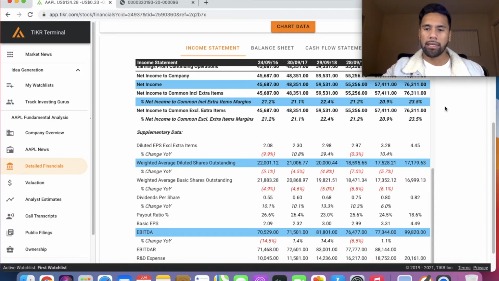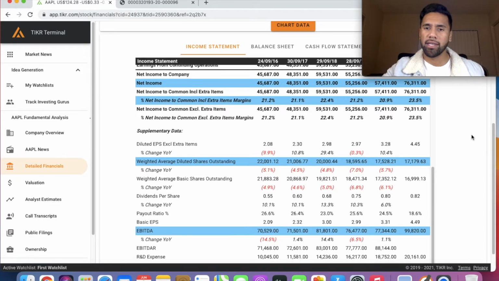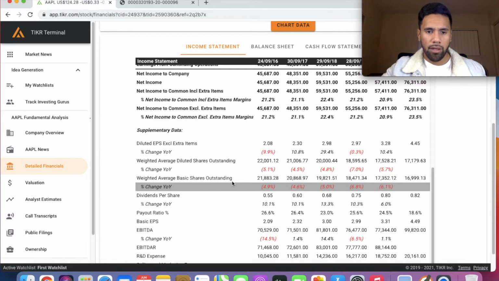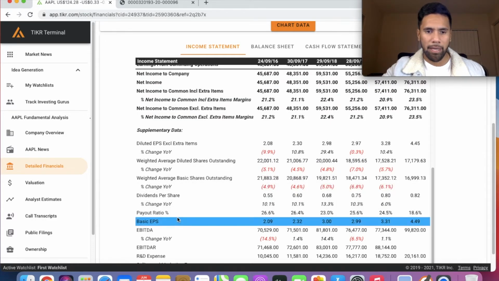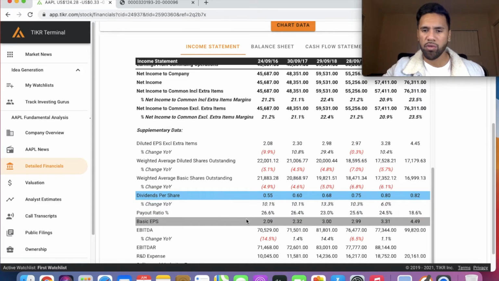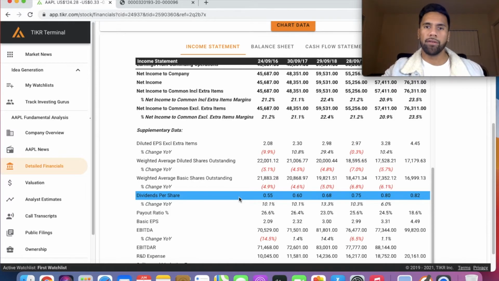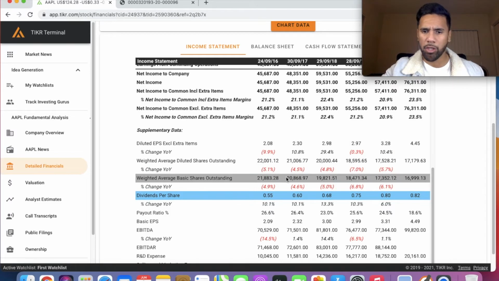So again, we kind of went on a bit of a tangent there, but that's where looking at the shares outstanding is pretty important and actually plays a big role at the end of the day. And then you've got here basic EPS and dividends per share. Ticker does a really good job of saving you a whole bunch of time if you're looking into these things by providing all this extra information for you.